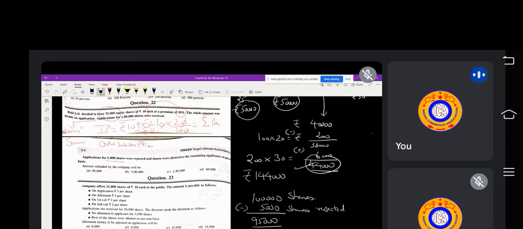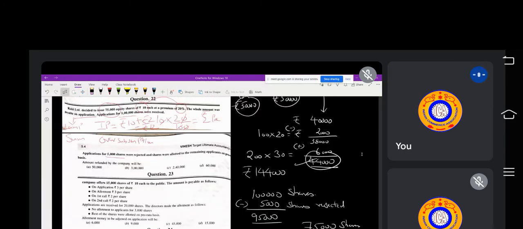But how much has the company come for the issue? The company has come for the issue of 75,000 shares only. That means how much is in excess? 20,000 is still in excess. So 20,000 shares is still in excess. Right, let's see what is said further.